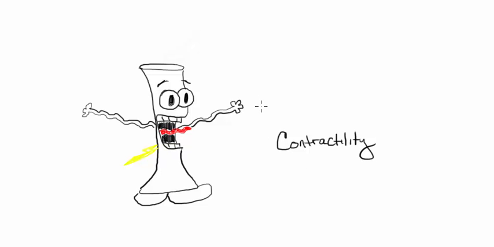And finally, contractility describes how well the cell contracts after receiving stimulus. So here, Engelbert just received the stimulus from his neighbor, and now he's contracting away. So there's a stimulus, and he's contracting.